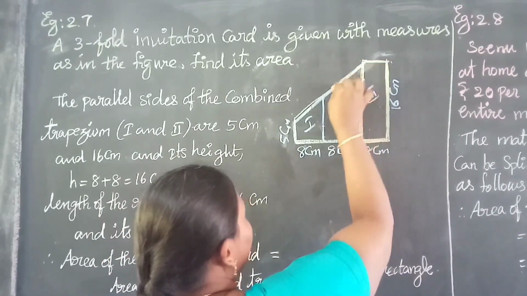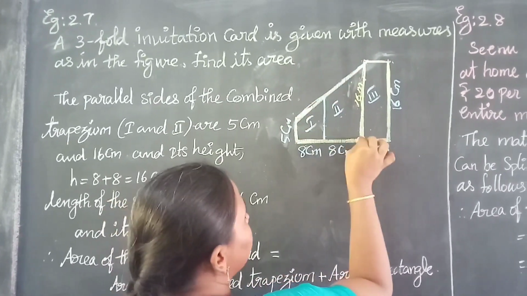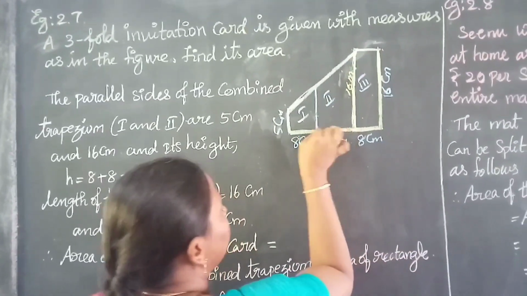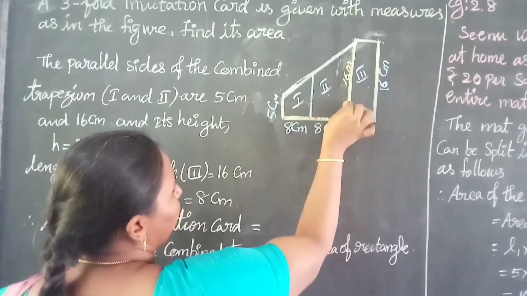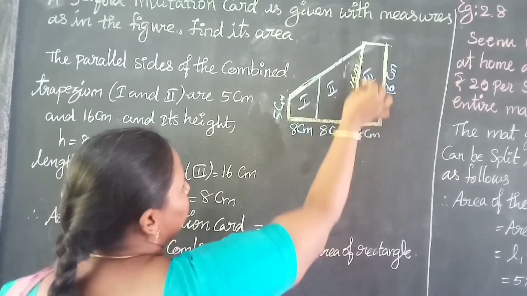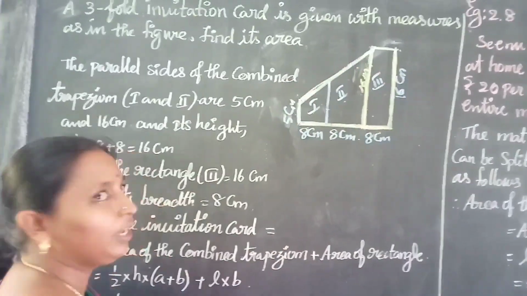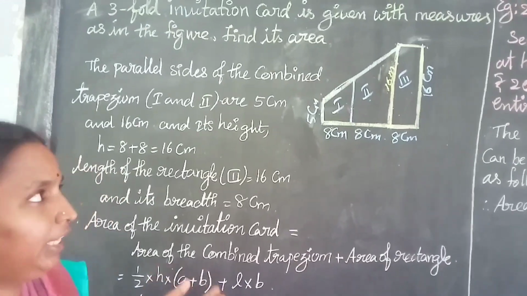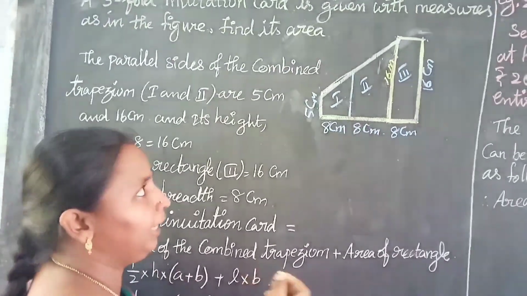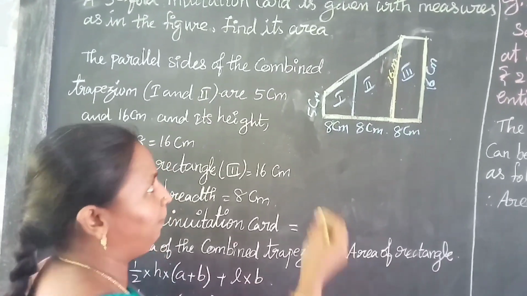Now I am going to take this 1 and 2 parts both as one part. Okay, so now what shape is it? It has one pair of parallel sides. So definitely it is in the shape of a trapezium. So what is the area of a trapezium? Half into h into a plus b. You know, a and b are the lengths of the parallel sides.